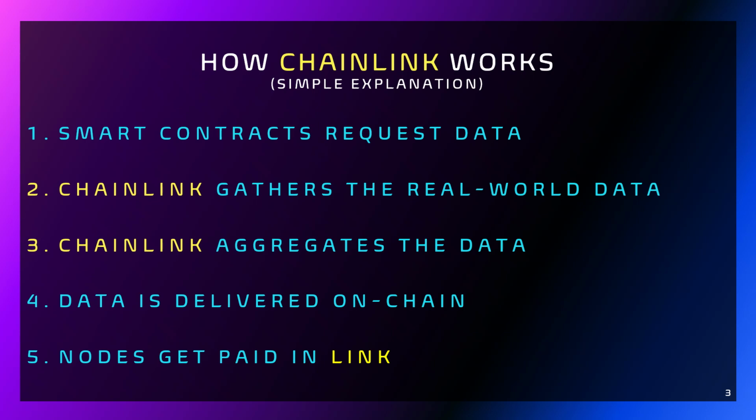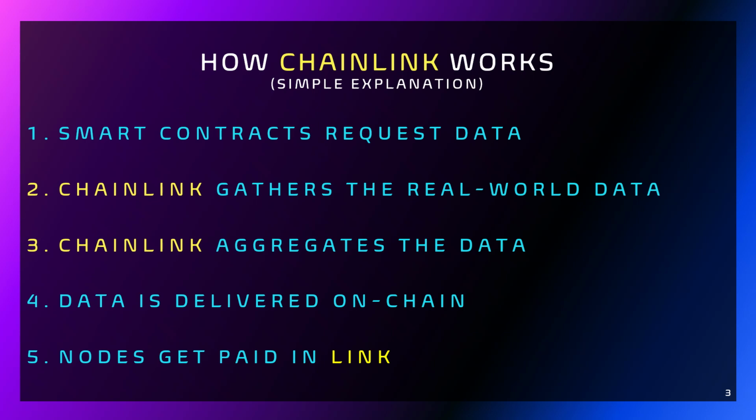So, how does Chainlink work? I've got a simple explanation. For example, smart contracts request data. An example of that would be a DeFi app needs the price of the ETH USD pair. Then Chainlink gathers the real world data by using multiple independent Chainlink nodes. They fetch the data from trusted sources or APIs.